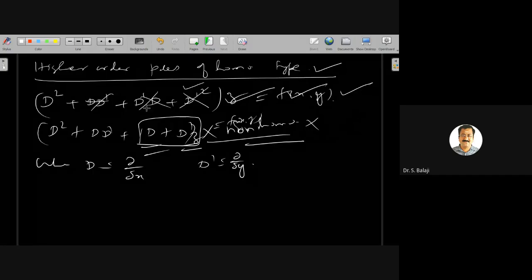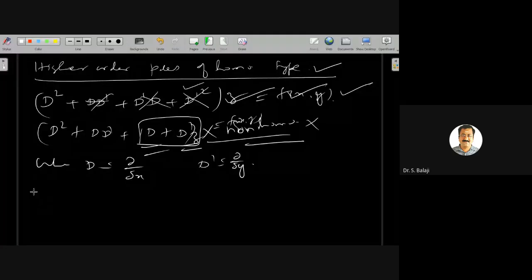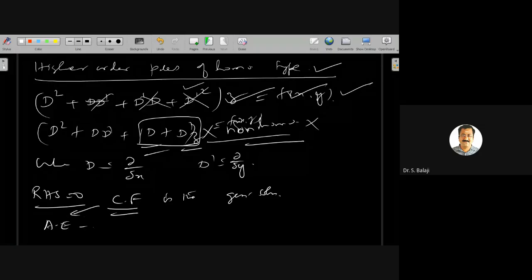I think all of you understand the difference between homogeneous and non-homogeneous type. Homogeneous means each and every term should have the same order: 2, 1 plus 1, 2, 1 plus 1, 2, 2. In that manner we can get each and every derivative. When the RHS is 0, the complementary function alone is the general solution. The complementary function depends on the roots of the auxiliary equation.